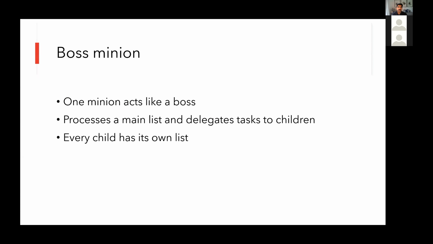For example, in minion one, the boss minion will process the pending order list, and then there will be a sublist, and the sublist is watched by the children. The boss minion's responsibility is to allocate the tasks between the children. They process the main list, pick up the item and delegate it into a sublist, where the children can go in and pick it up. Each child will have its own list to watch, and the main list will be the responsibility of the boss minion.